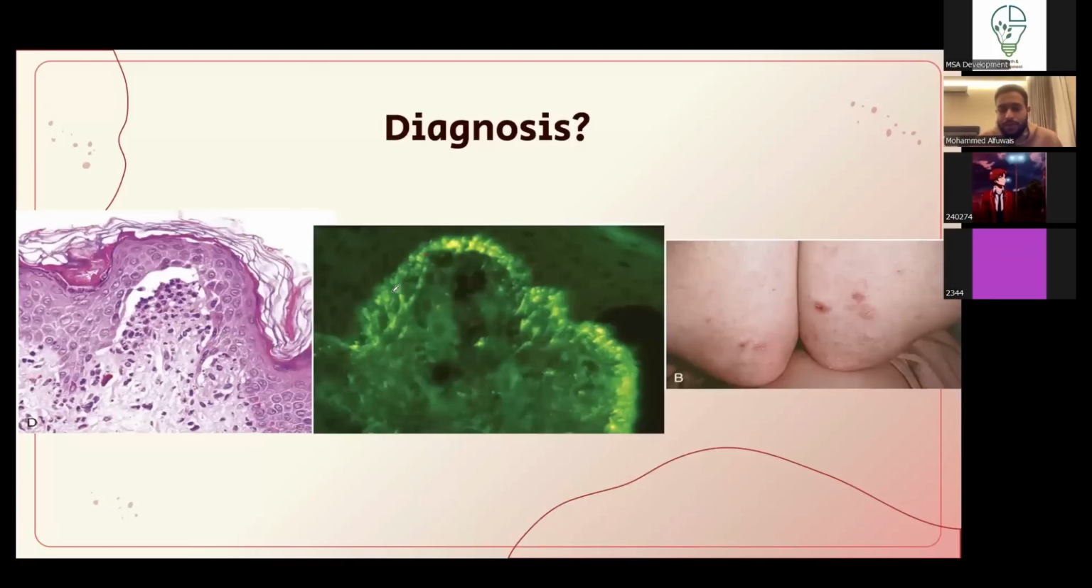And no, there's no herpes. It just looks like herpes. How does herpes actually look like? Small vesicles that form. It looks like herpes. That's why it's called dermatitis herpetiformis.